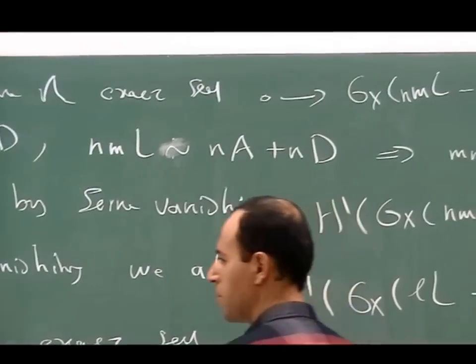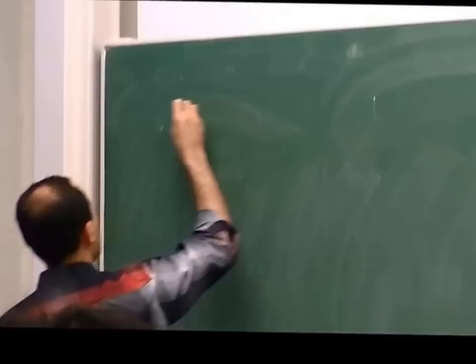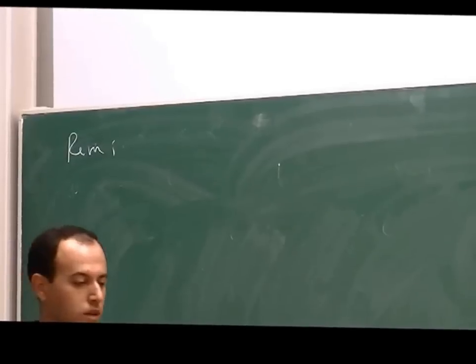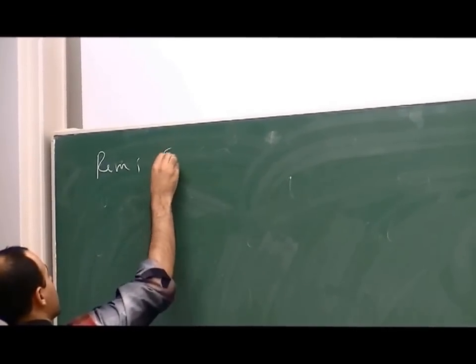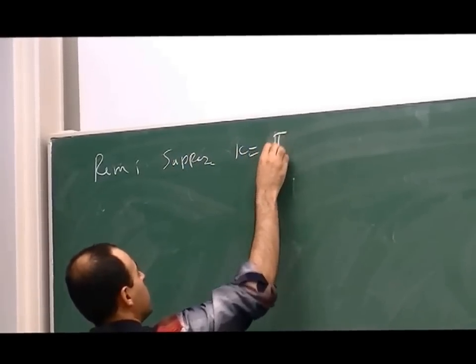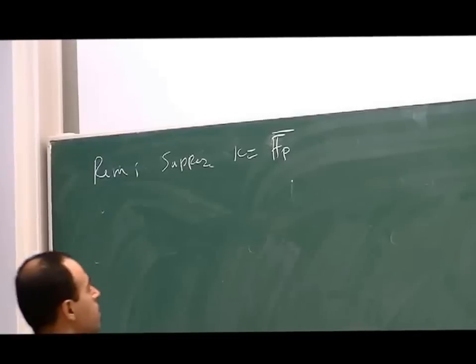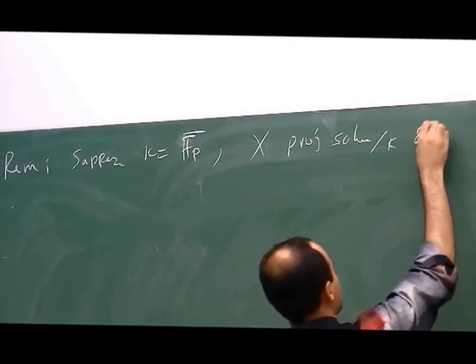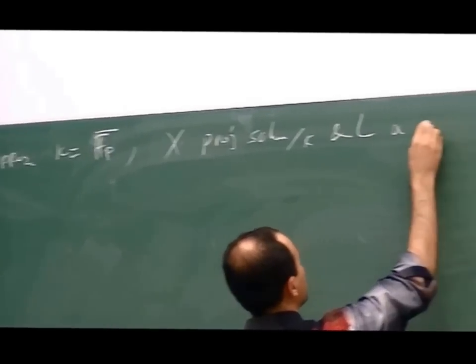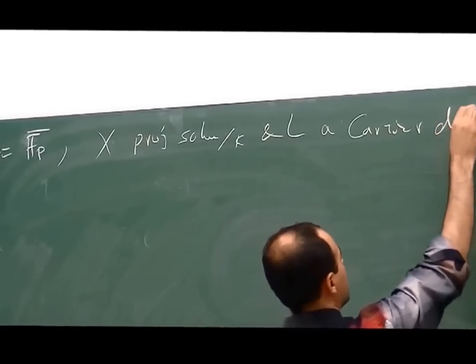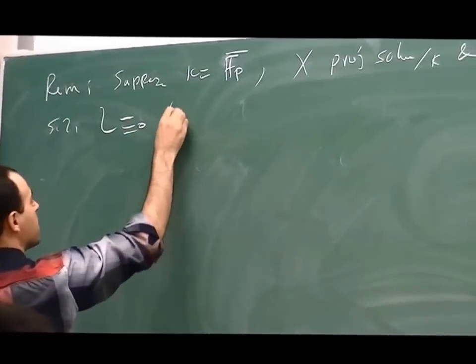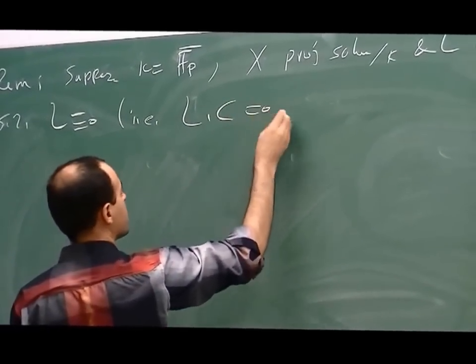Okay, so now let's discuss some applications of Keel's theorem. Let me first give you just a remark. Actually, for the rest of the lecture I will concentrate on algebraic closures of finite fields. Suppose that K is the algebraic closure of the finite field Fp. Suppose that X is a projective scheme over K and L is some line bundle such that this divisor is numerically trivial. So this means that L intersection with every curve is trivial.